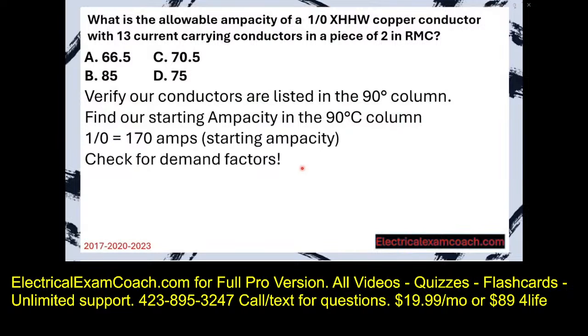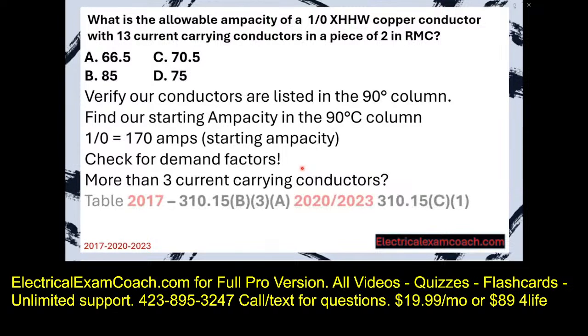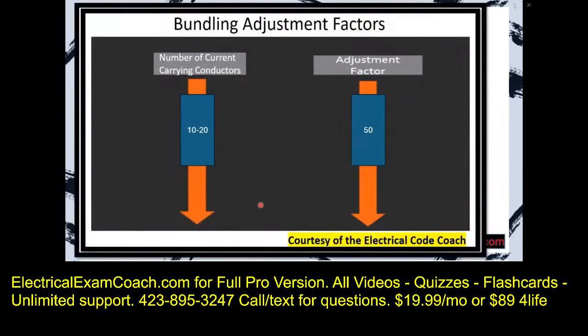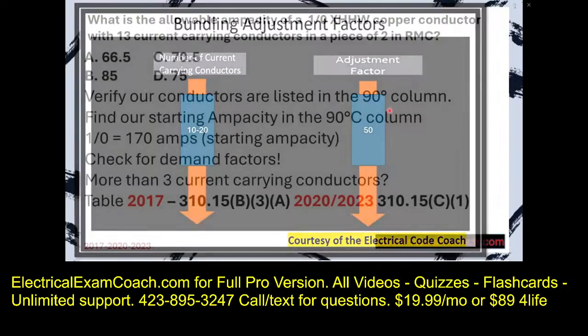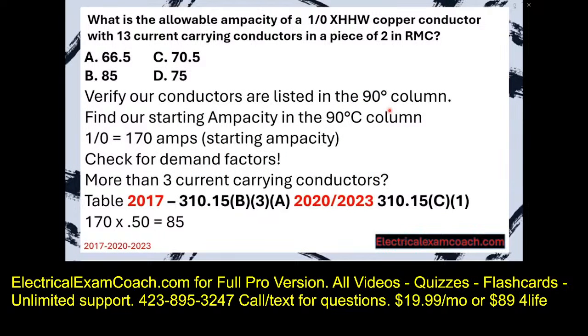Now, we check for demand factors. Are there more than 3 current carrying conductors? There are, so we must apply the adjustment factors that are listed in these tables. We go to our adjustment factor table. We're going to start on the left-hand side and find our number of current carrying conductors. Then we cross over and find that it's 50%. We take that and do our math. We take our starting ampacity multiplied by the bundling adjustment factor. Then we're going to have a new reduced ampacity of 85 amps. Great job!